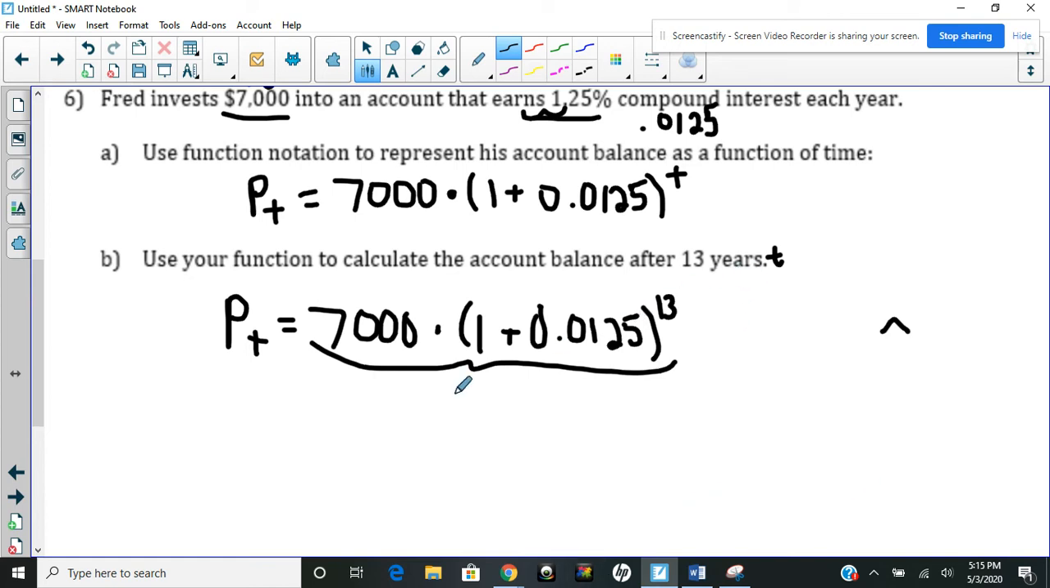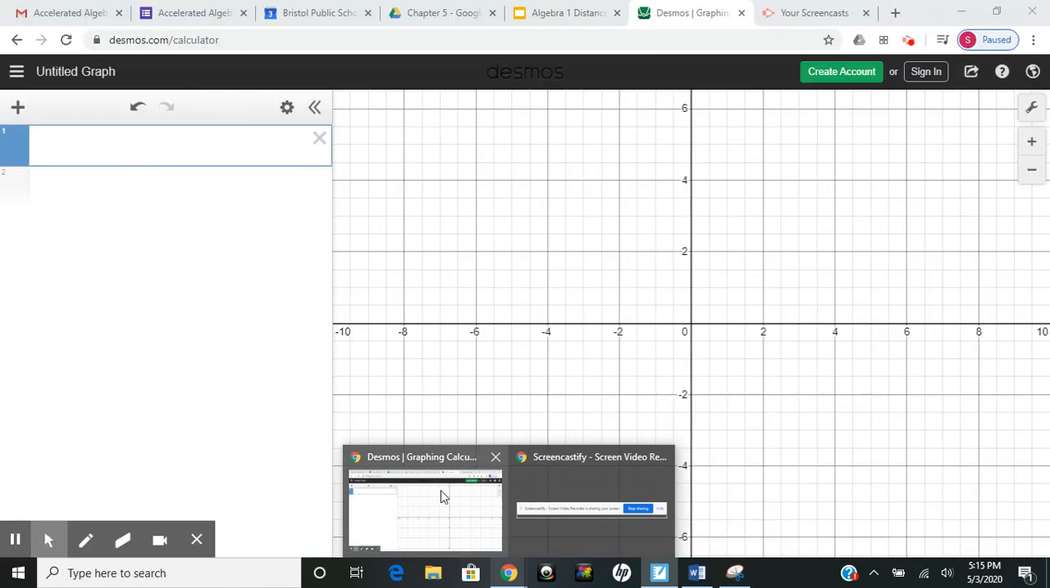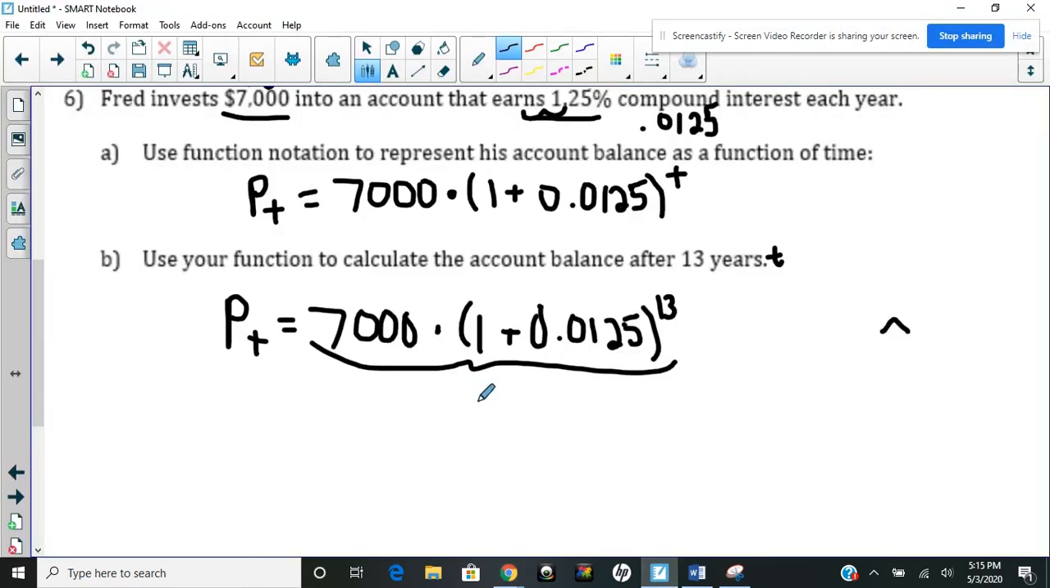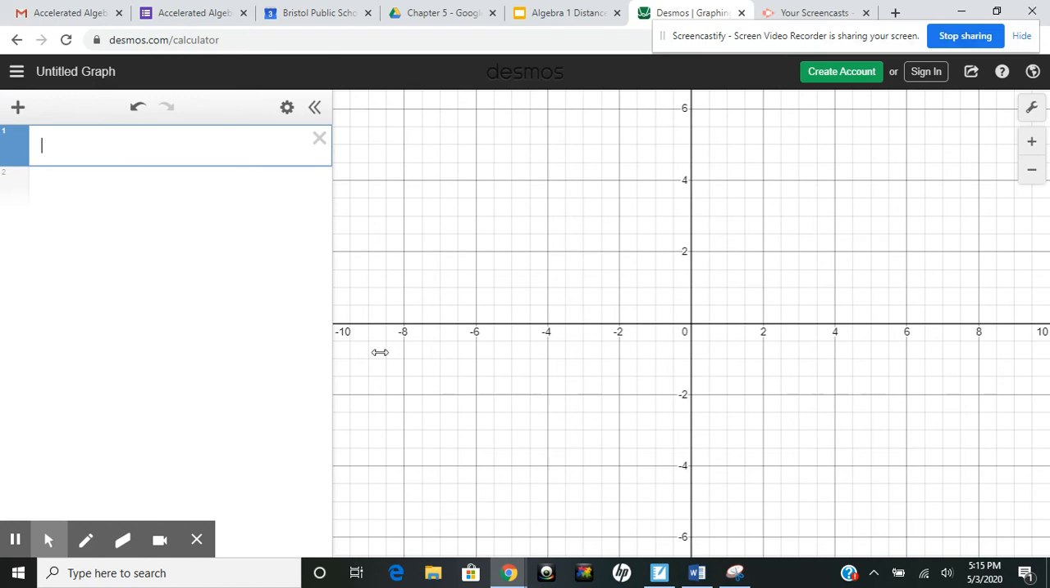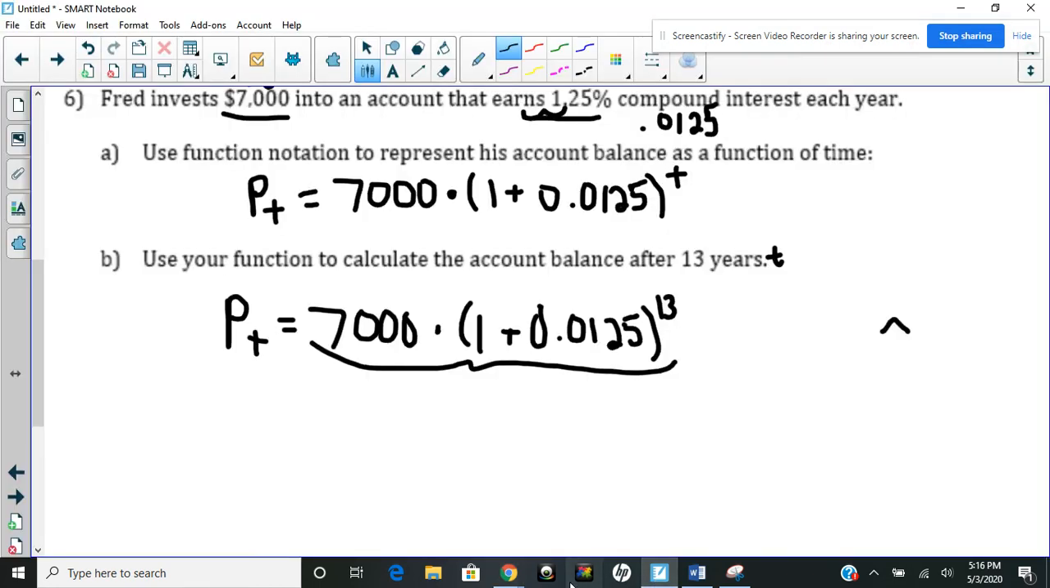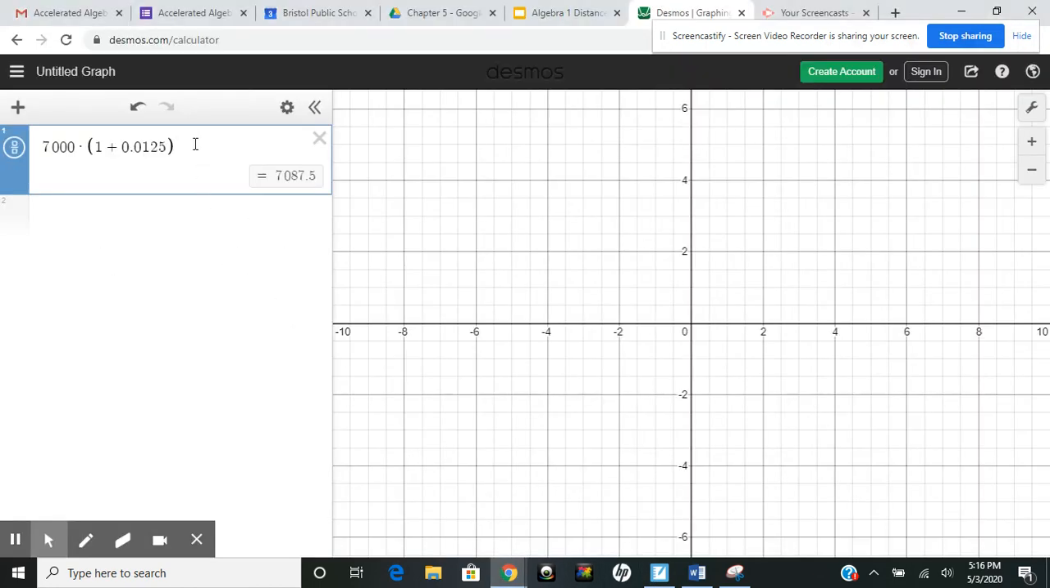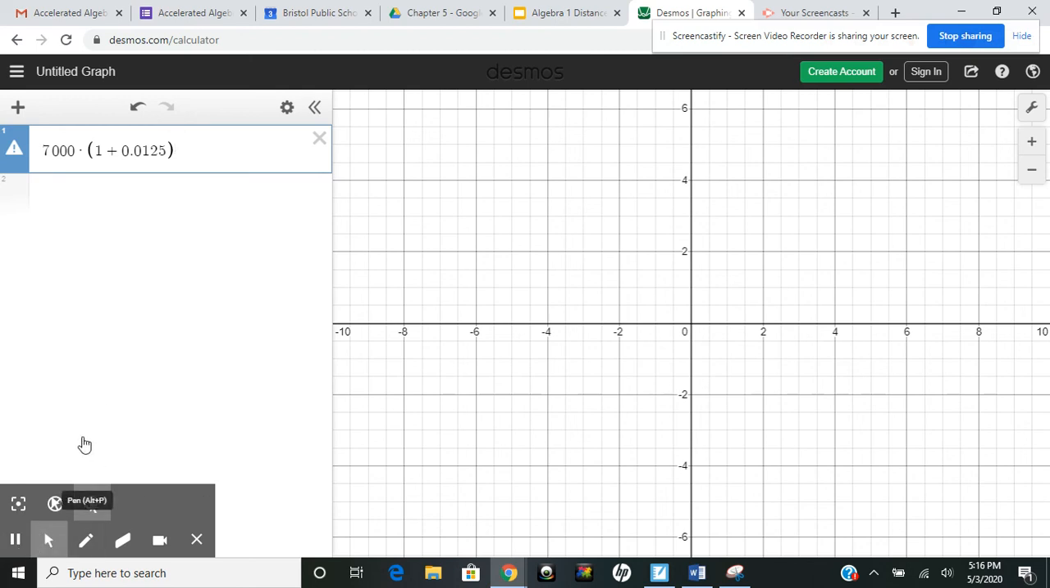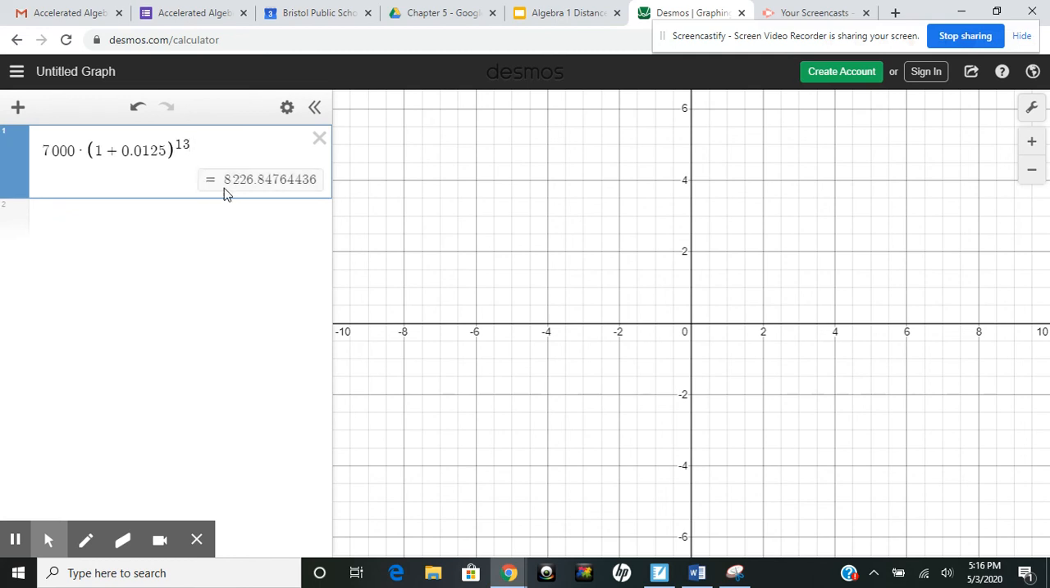All of us that don't have a calculator are going to go back into Desmos. So I'm going to go to my internet and I have my Desmos screen here. I'm going to type in what it says here, 7,000 times parentheses 1 plus 0.0125. I think that was what it was. Yep, to the 13. To do to the 13, I'm going to do Shift 6 to raise it up. But again, there's this keypad down here, and it says A to the B. If you press that, it will bring it up for you. And then I just have to press Enter, and it shows up right here.